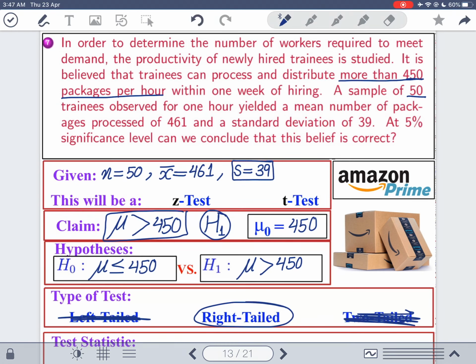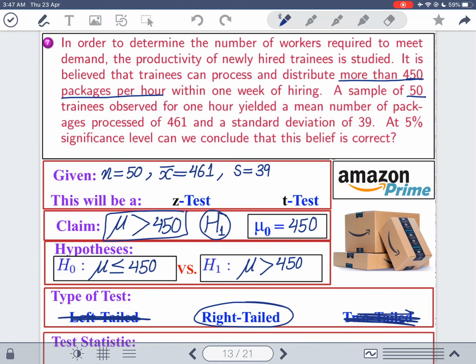Sigma is not given. Okay, but don't jump to the conclusion that you will use a t-test. That is not the right thing to do. In order to use a t-test, remember that the distribution has to be normal. So let's see if we read normal anywhere.